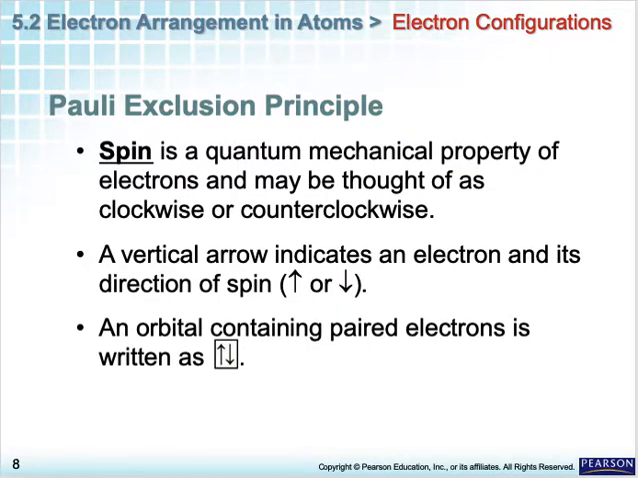Spin is a quantum mechanical property of an electron. And as I just said, clockwise and counterclockwise. We use the up arrow to denote clockwise and the down arrow to denote counterclockwise. So an orbital is usually denoted as either a line or a little box like you see here. And for 2 electrons to go in that box, arrows have to point in opposite directions. By convention, we also write the first arrow going up and the second arrow goes down.